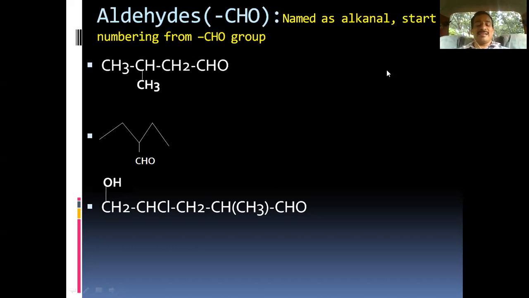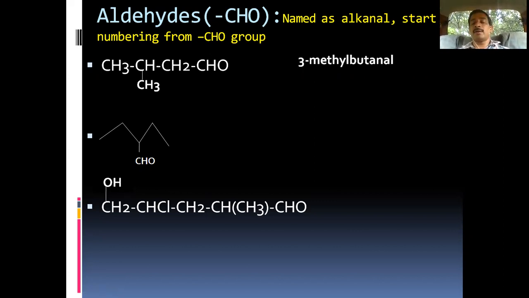First one is CH3, CH, CH3, CH2, CHO. So when you start numbering, you have to start numbering from here: 1, 2, 3, 4. So 3-methyl butanal. Always the CHO group is number 1. Therefore, no need to mention the position of the CHO group with a number. So here, how can you name this compound? You can name it as 3-methyl butanal.